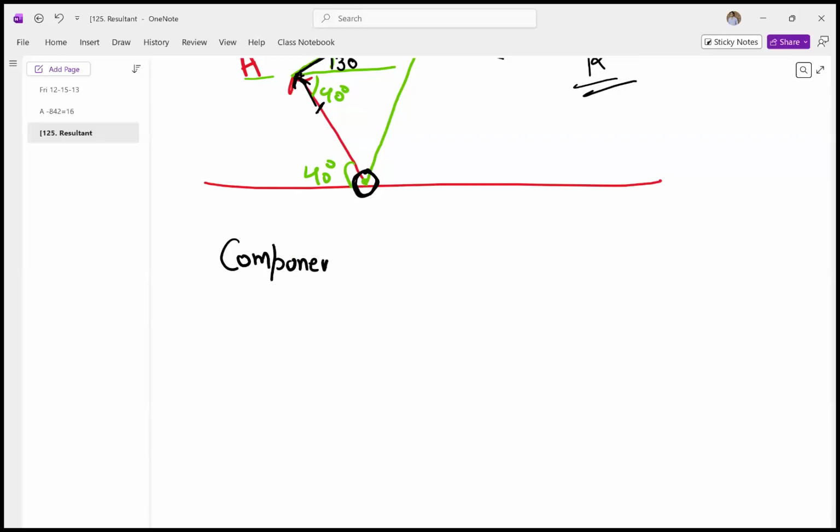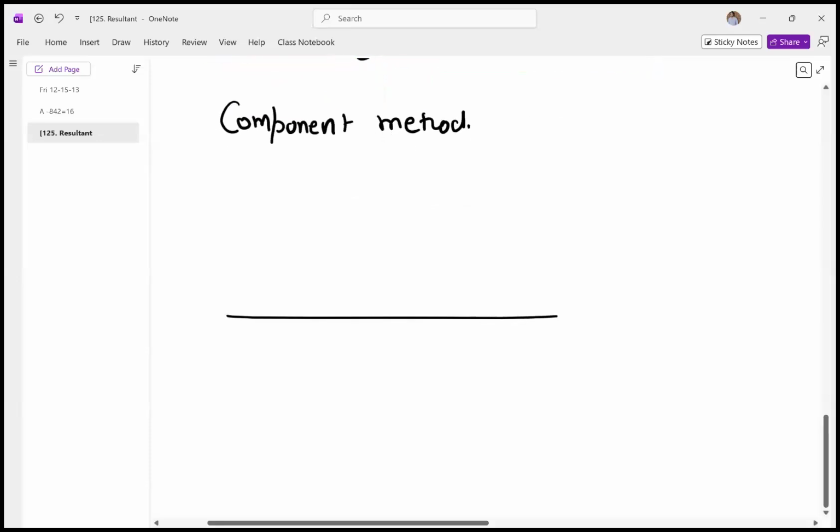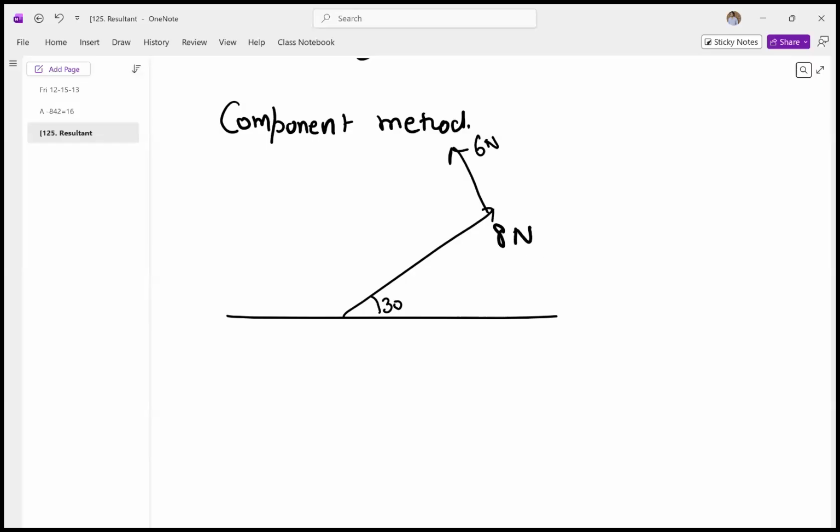Component method. All right, so let's say one more time, I'm going to draw this diagram. So we are given this angle as 30 degrees, and then this is 6 Newton, and this one is 8 Newton. And I'm looking for the resultant vector. This is the resultant V. Oops, what I'm doing, I actually end up drawing the same diagram.